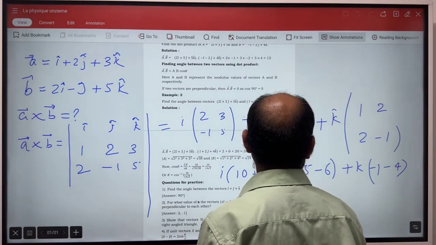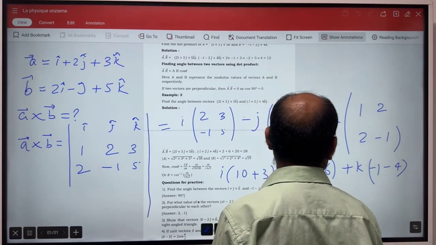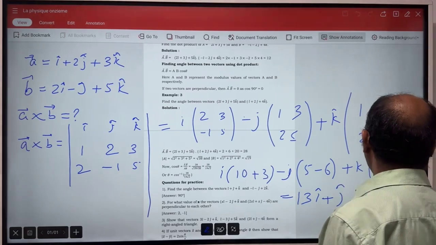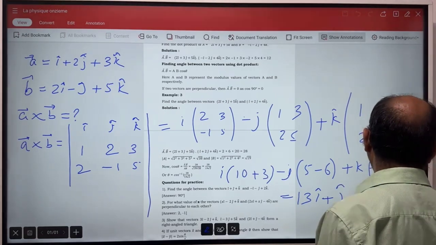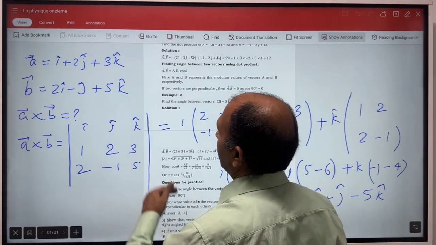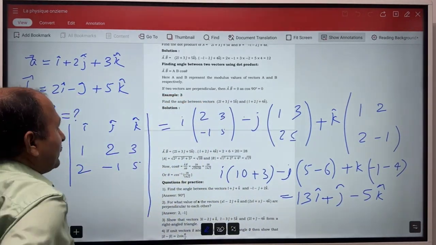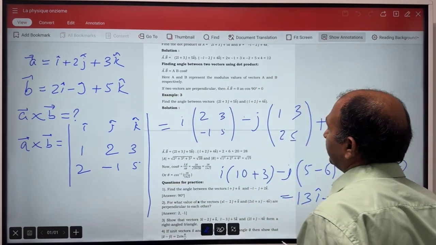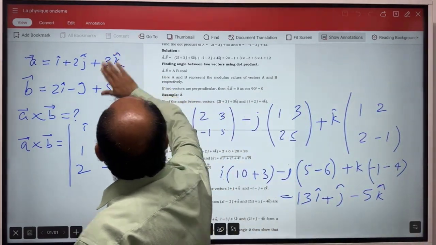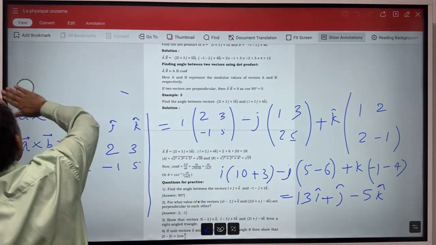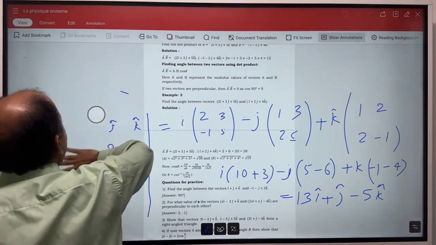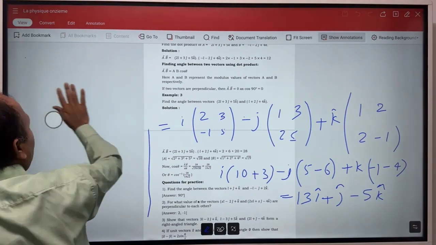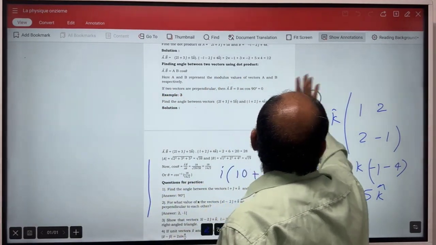Now let's simplify. So this will become 13 I cap. Here there will be minus 1, so plus j cap minus 5 k cap. So this is A cross B. Now by using A cross B, we can find the angle between two vectors, but in this case the formula will be different. So let's see how.